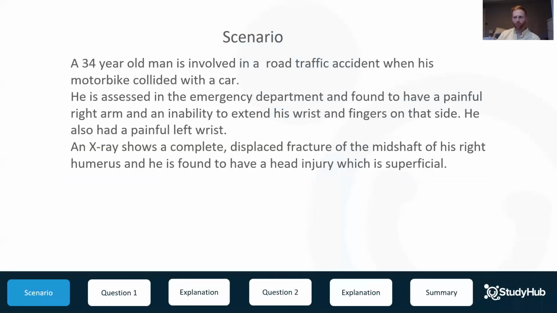Okay, so we'll start. A 34-year-old man is involved in a road traffic accident when his motorbike collided with a car. He's assessed in the emergency department and found to have a painful right arm and inability to extend his wrist and his fingers on that side. He also had a painful left wrist. An X-ray shows a complete displaced fracture of the midshaft of his right humerus. He's found to have a head injury which is superficial. Okay, so I'll give you another second to read the scenario. It'll also be present on the next slide, so you can look at it again whilst you're looking at the questions.